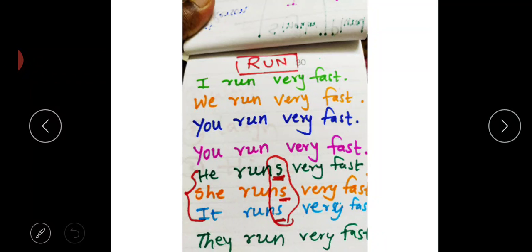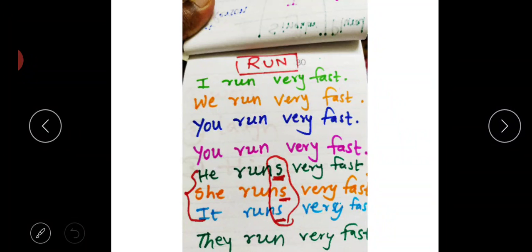Like if instead of run I use teach, what will my sentence be? I teach maths, we teach maths, you teach maths, you all teach maths, he teaches maths, she teaches maths, it teaches maths, they teach maths. So again you must have observed that whenever I use he, she or it in simple present tense, I have added es after teach. So this is the rule in simple present tense.